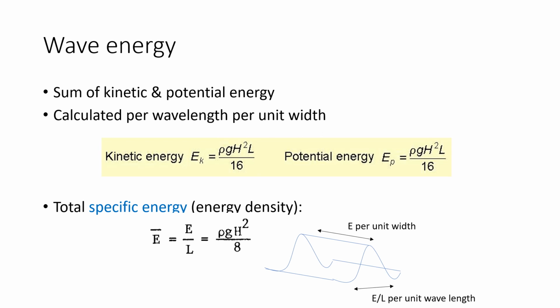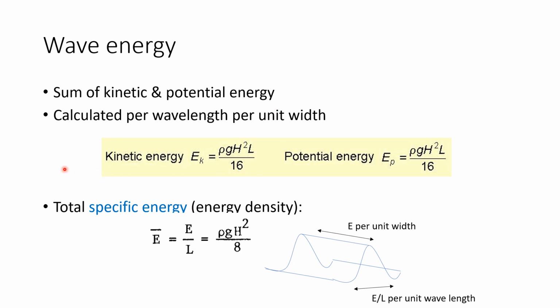Next, let us define the wave energy, which is basically the sum of the kinetic energy due to the wave motion and also the potential energy due to the displacement upwards or downwards from the still water condition. Now the wave energy is calculated per wavelength per unit width because the wave is very long in its lateral direction. So typically we calculate how much energy there is per unit width, per 1 meter width of the wave.